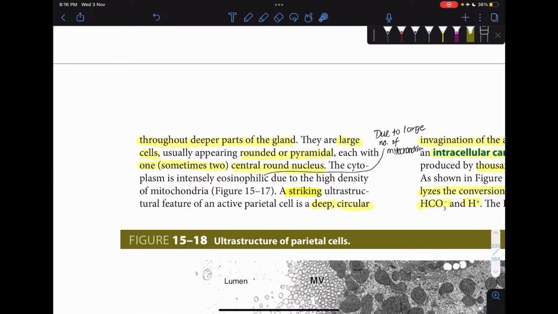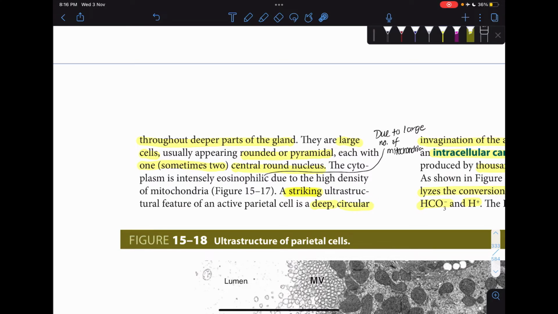The parietal cells are large. They usually appear rounded or pyramidal, and because of how large they are, they have one and sometimes two central round nuclei. Their cytoplasm is intensely eosinophilic due to the high density of mitochondria. ففي بالparietal cell في كتير عنا large number of mitochondria.